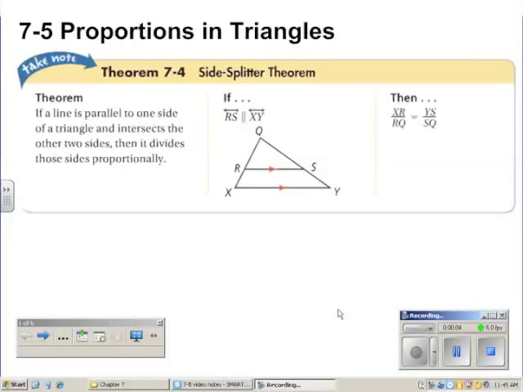Hi, this is 7-5 proportions in triangles. This is where we will look at triangles and we will pull out special proportions within them based on given information. Here in Theorem 7-4, it's called the side splitter theorem.